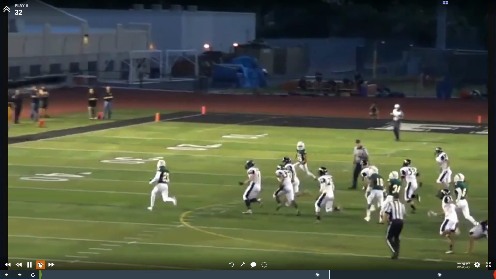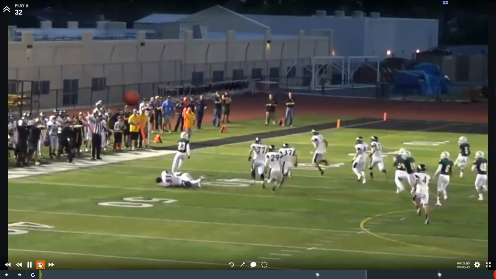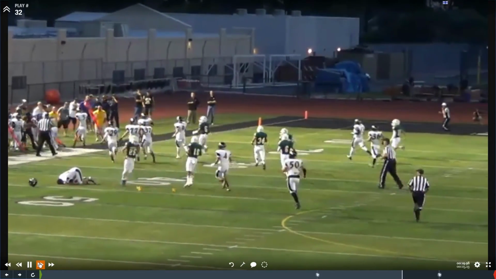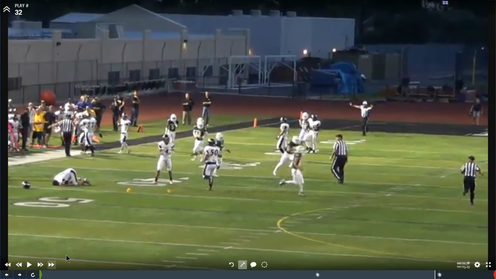Watch the actions of R25. He dips. He launches. There is helmet contact with the crown of the helmet, possibly to the chin. This is definitely targeting. A disqualification of R25 on this play would be upheld.